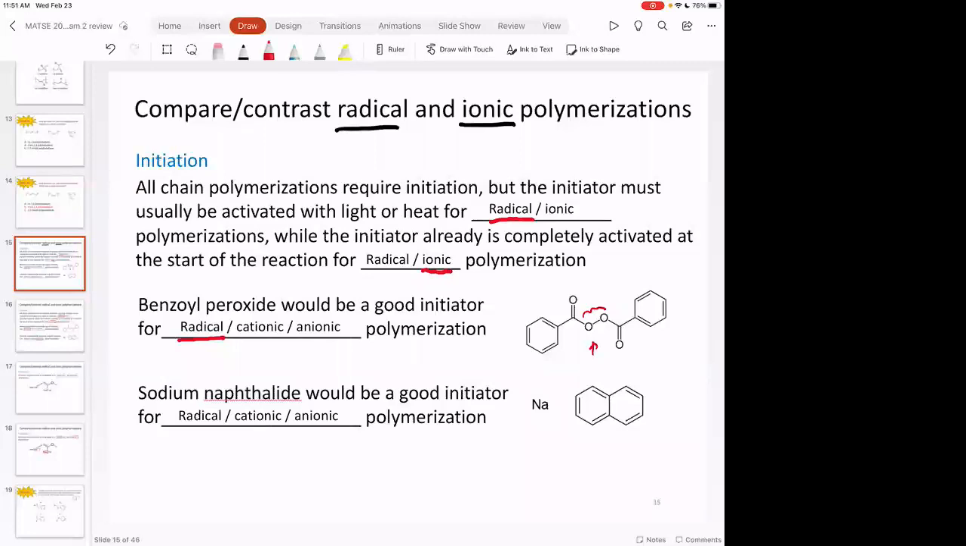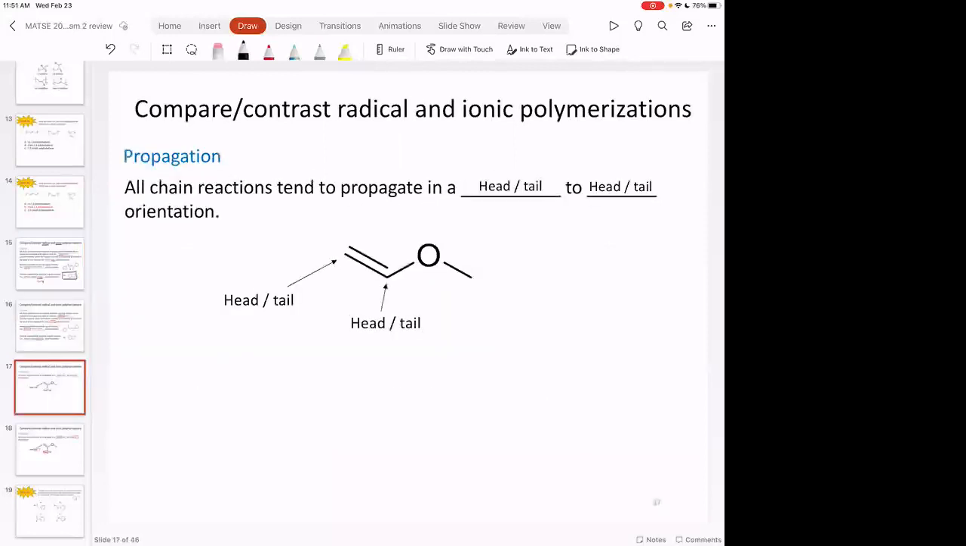It's a key word, it's nice and long. It would be a good initiator for what type of polymerization? Anionic, and especially what type of anionic? Living. We didn't study living cationic polymerization. There is such a thing, but we didn't talk about it. So we focused on living anionic polymerization, and this is a key hint that it's going to be living anionic. Good. And I think we got them all right. I hope so. Great.